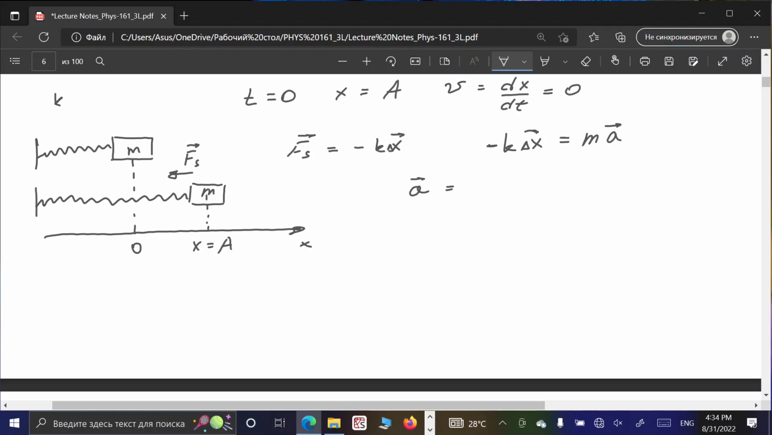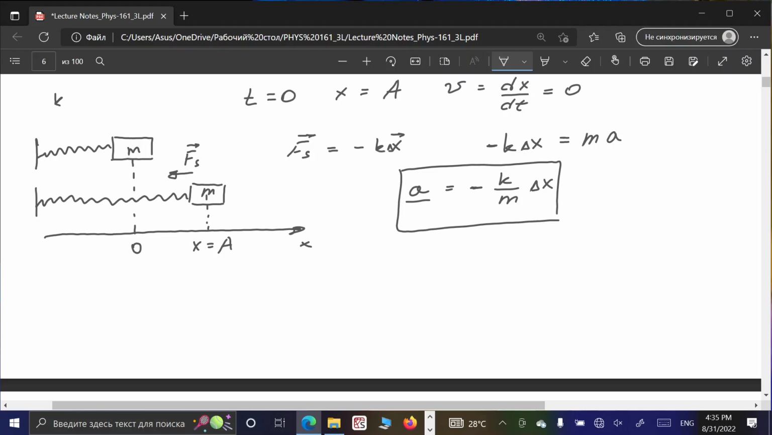And if we stick to the one-dimensional case, we can neglect the vectors also. Ma will be equal to minus k delta x, so acceleration is equal to minus k divided by m times delta x. So we have an expression for acceleration. And what is special about this case? Any suggestions? It's not a constant acceleration.